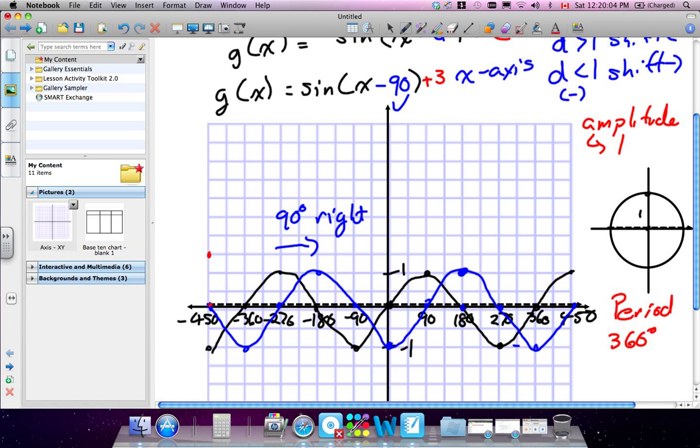Check, we got that. Second shift, +3. I take the entire graph and I just move every point up 3. From the original or from? From our new spot. So our blue one. Here we go. This is at 0. I go up 1, 2, 3. There we go. This was at -1. I go up 3. 1, 2, 3.